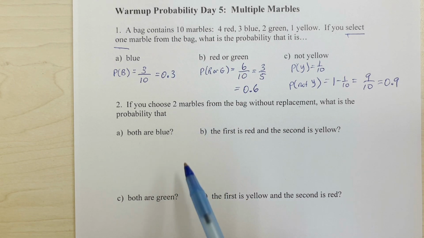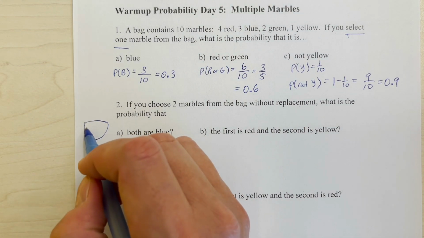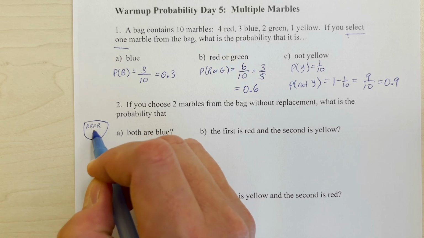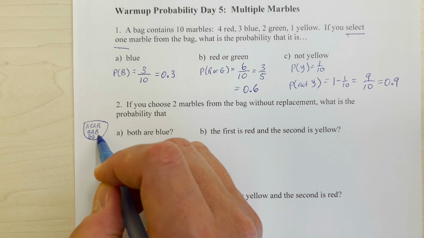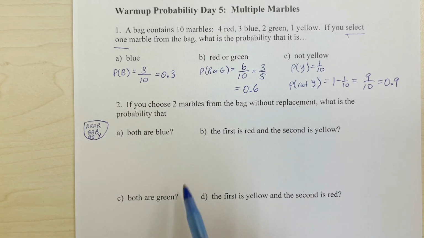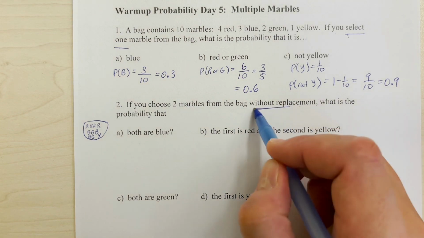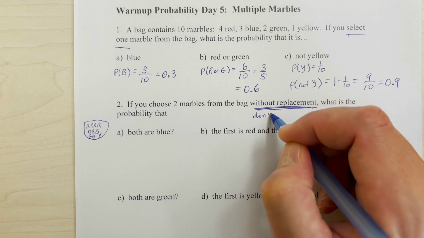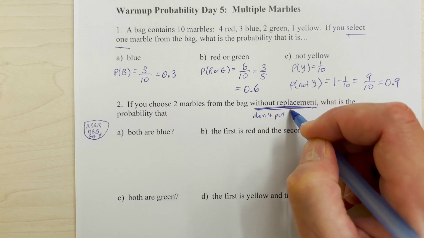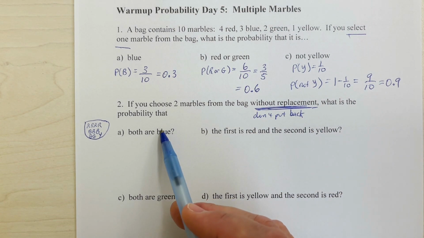So imagine you have your bag of marbles here, and we've got red, 4 of those, we've got blue, 3 of those, we've got some greens, and we've got a yellow. If we choose 2 marbles from the bag without replacement, in other words, we don't put the marble back when we pick the first one before we pick the second, what is the probability that both are blue?